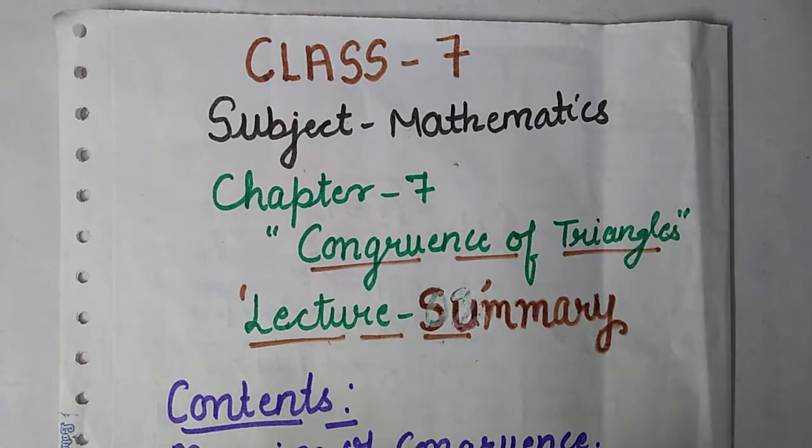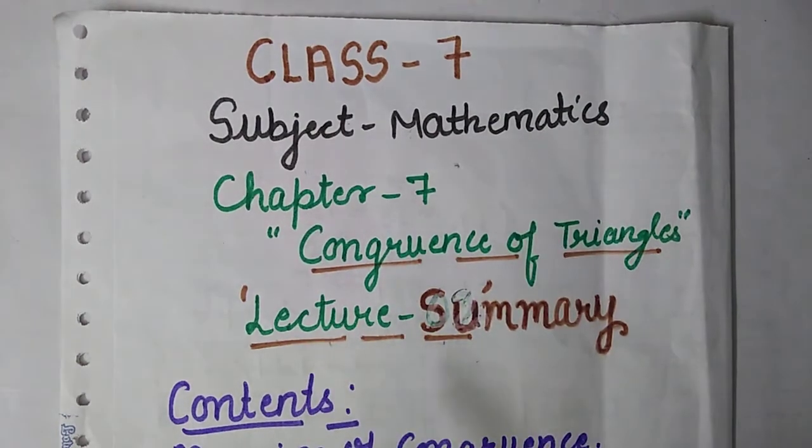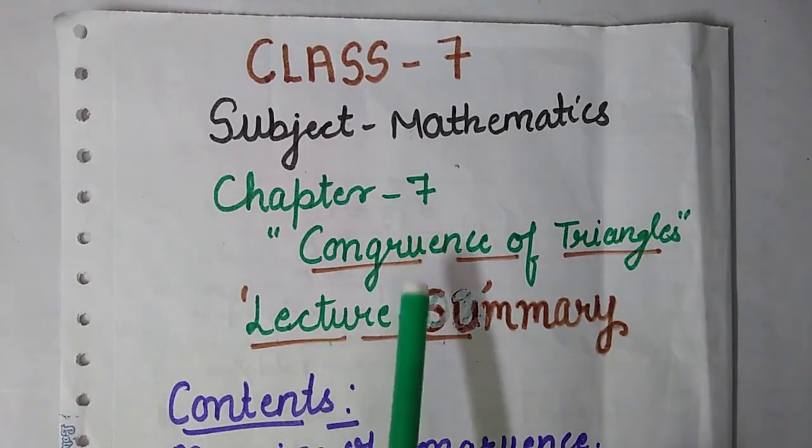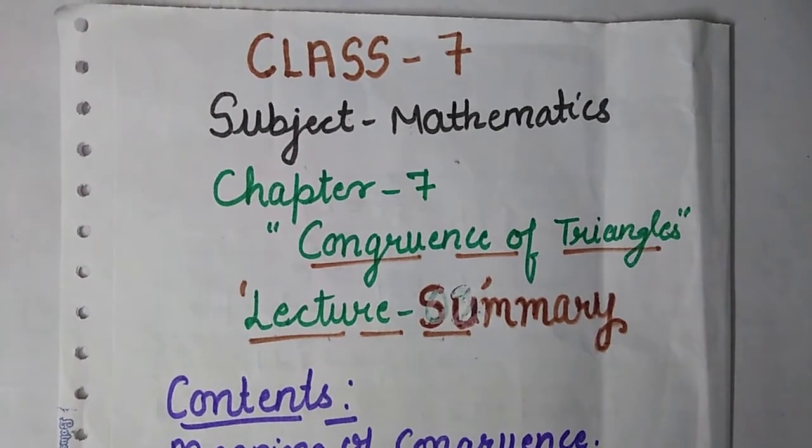So this video is for the students of class 7, subject mathematics, and in this lecture we are going to discuss the summary of chapter number 7, congruence of triangles. So let us start with the meaning of congruence.